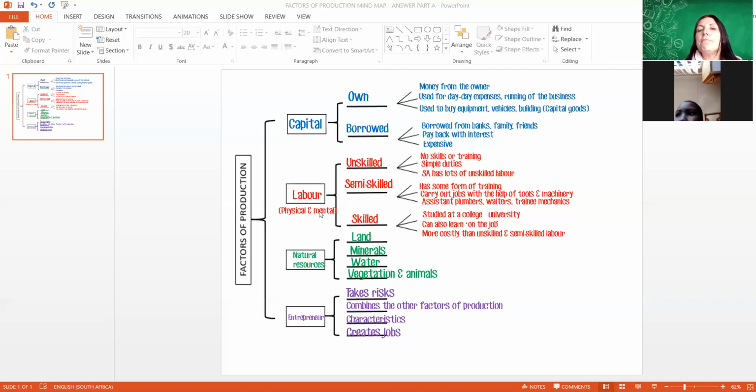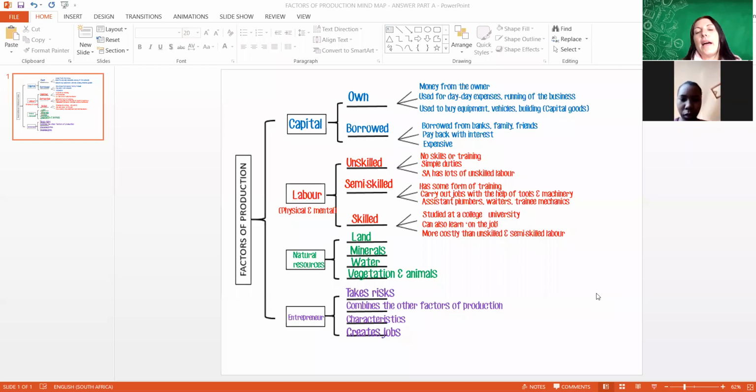Capital and labor had to be in this order because I think I gave you semi-skilled and borrowed and own as the clues as to what must go where. But these bottom 2 you could have done in any way. And obviously your things there might be slightly different from mine or in a different order. That is perfectly fine.